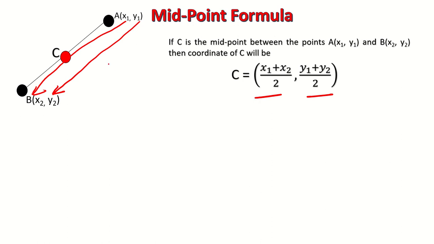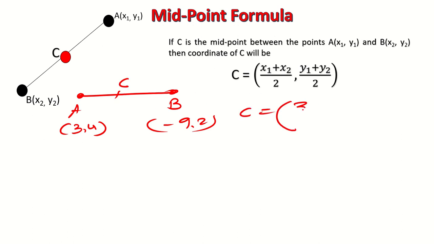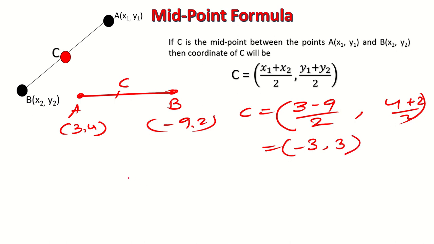Okay, this formula is very easy, but how are you going to use it in the question? What type of questions can you have? One direct question can be that these are the points A and B with coordinates (3, 4) and (minus 9, 2). C is the midpoint, find the coordinate of C. That will be a simple calculation. (3 minus 9) over 2 and (4 plus 2) over 2. 3 minus 9 means minus 6, minus 6 over 2 means minus 3. 4 plus 2 is 6, 6 over 2 means 3. So this is the answer. This is the direct question.